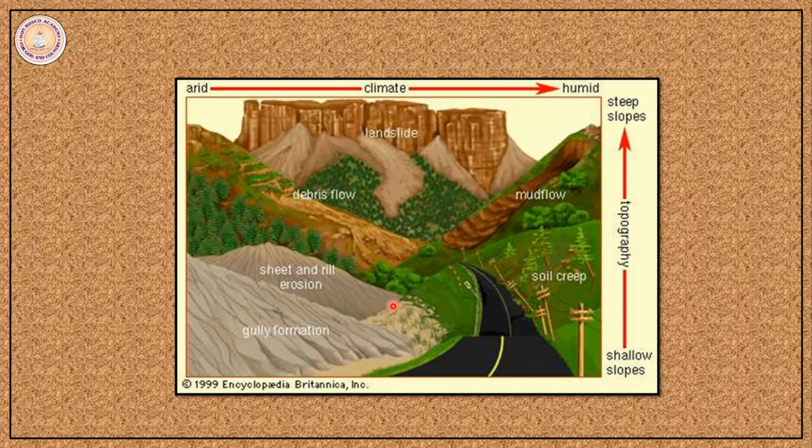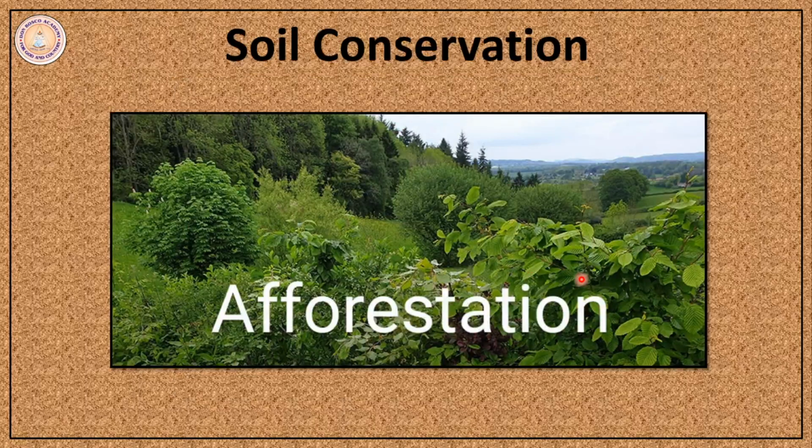Now, how to stop this kind of erosion of the soil and damage to our resources? There are several ways of conservation of the soil. Conservation of soil means that we need to protect this soil from getting wasted. So, how are we to do it?